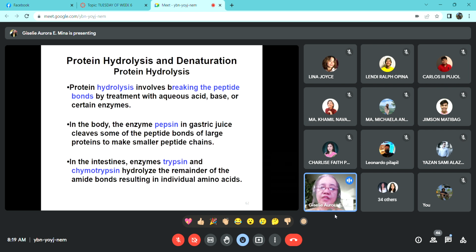So in the body, the enzyme pepsin is found in the gastric juice. They are found in the stomach, and they are responsible for breaking your peptide or protein molecule in the stomach, because pepsin is responsible for the digestion of your protein. In the small intestine, the enzymes trypsin and chymotrypsin further hydrolyze your protein molecule and convert this into a free amino acid or individual amino acid.